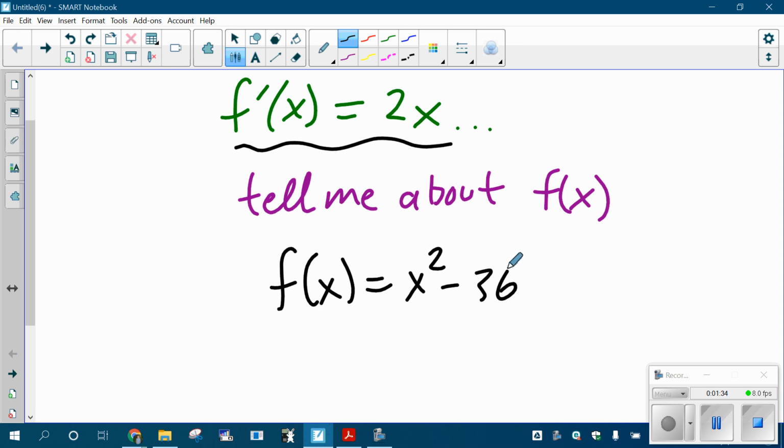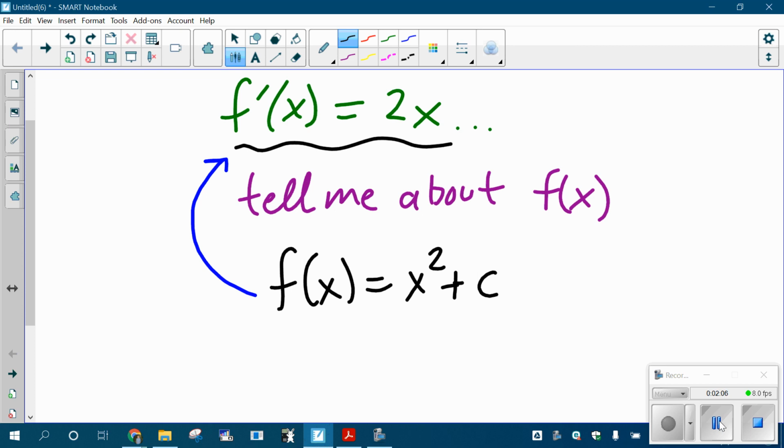Now, let me be clear, it has to be a constant. If f of x were x squared plus 3x, then the derivative would be 2x plus 3. It doesn't work. So it can only be x squared or differ from x squared by a constant, or be a vertical shift of that x squared function. When you're trying to find a function that has this derivative, you're doing the opposite process of differentiation, going in this direction.